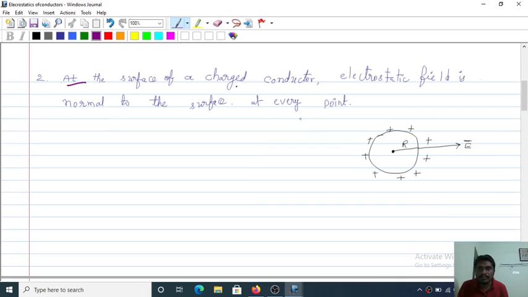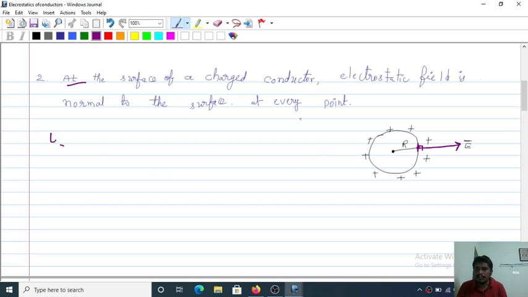at the surface of a charged conductor, I took it in a spherical shape, the electrostatic field, or simply the electric field, is normal to the surface at every point. So if you take a point here, this is a surface and this is a normal to the surface. So the electric field is always perpendicular to the surface.